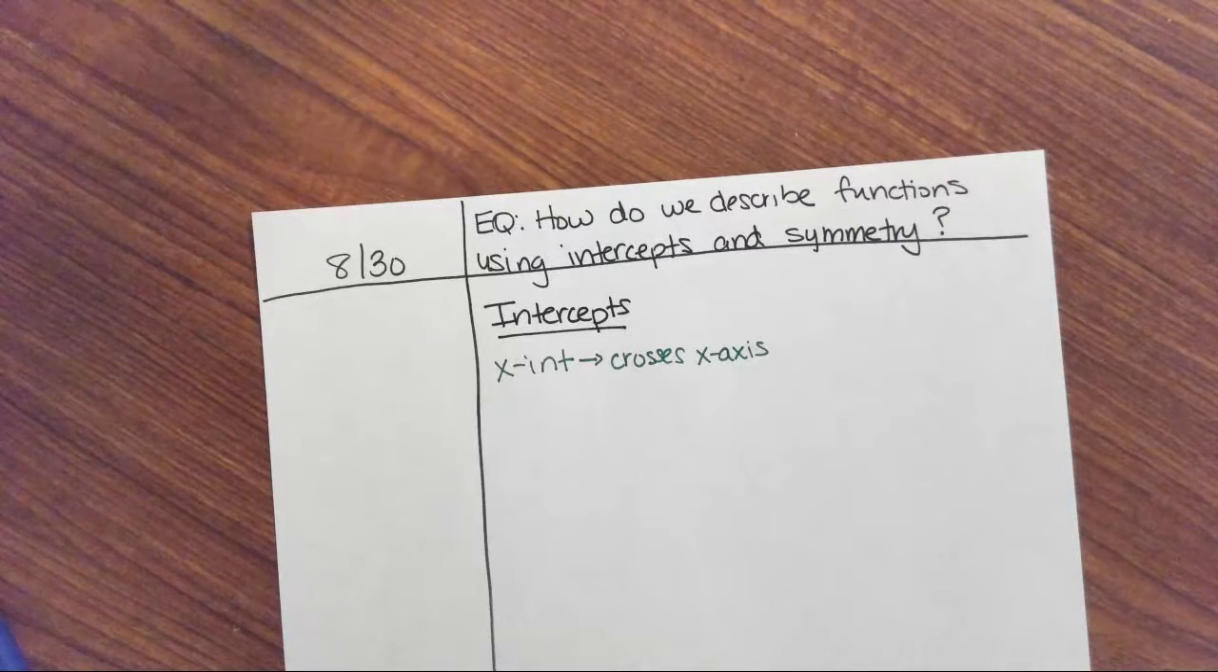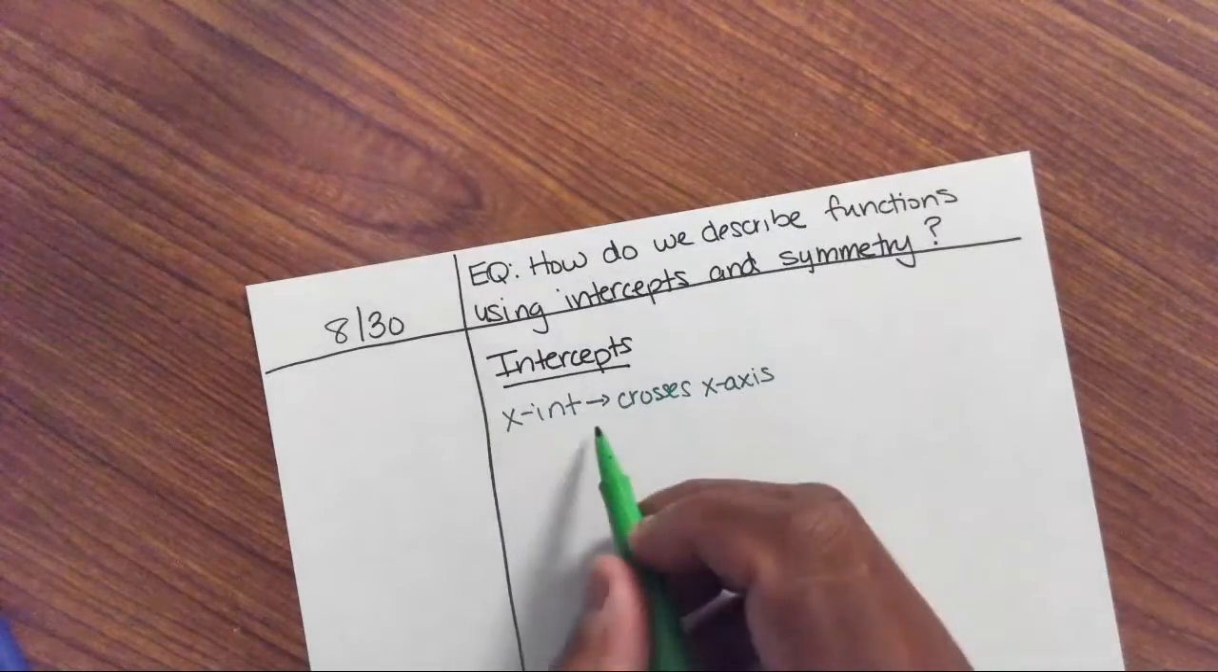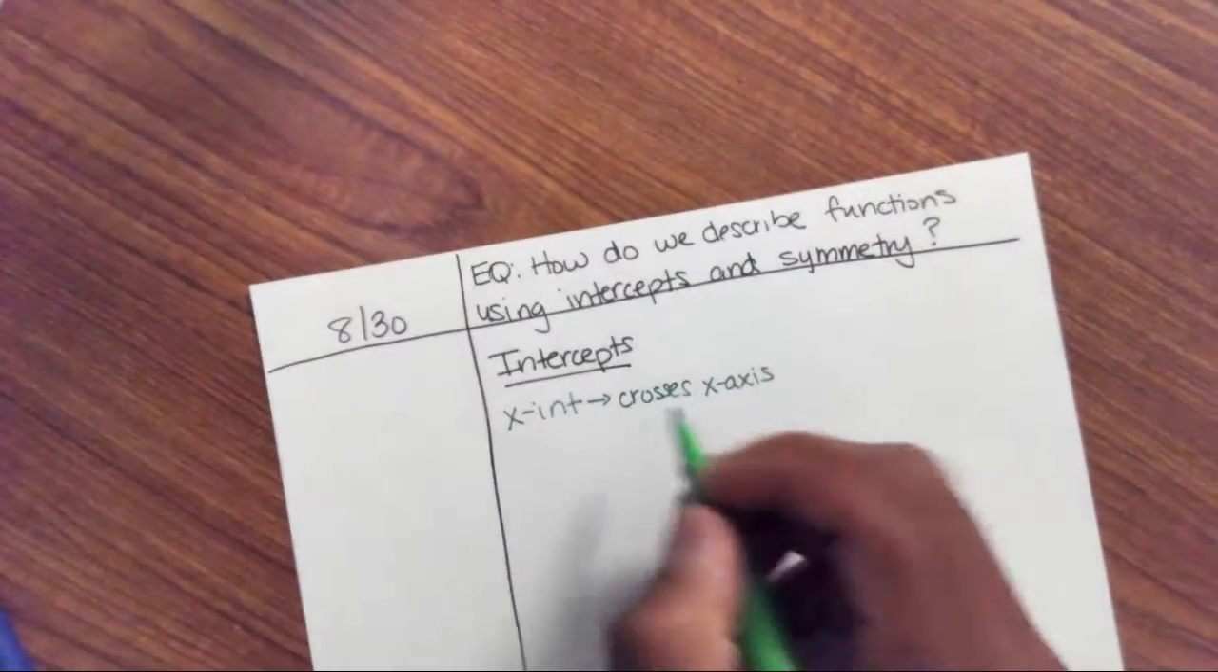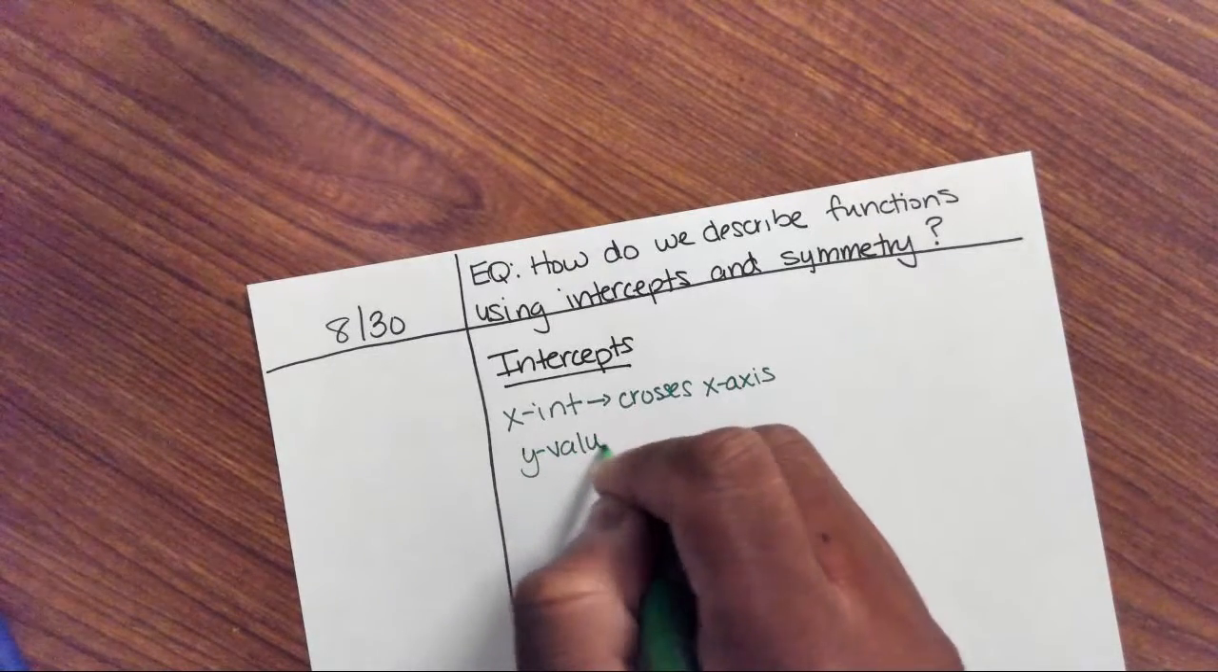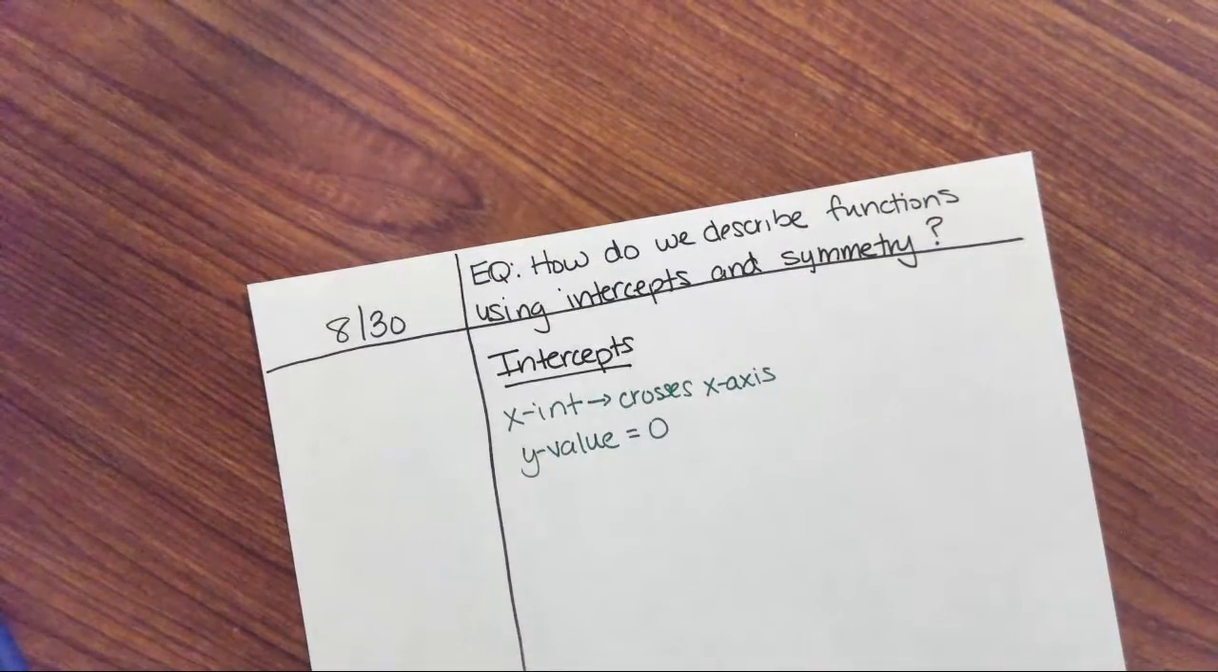Has a nice feature. Anybody can help me out with that? Come on, you guys know this. What's special about the point where it crosses the X-axis? Besides being an X-intercept, what do you know about that point? What do you know about the Y value at that point? 0. It's 0. So here, where it crosses the X-axis, the Y value is equal to 0.